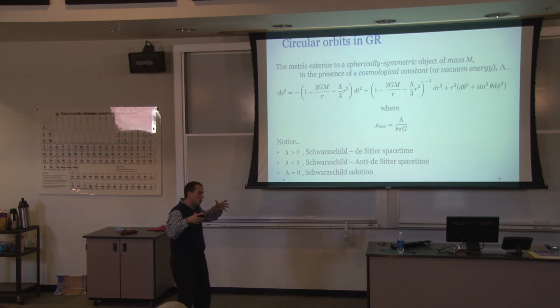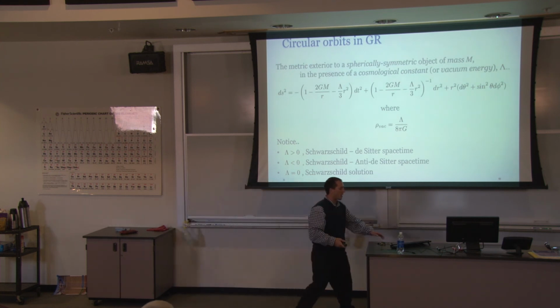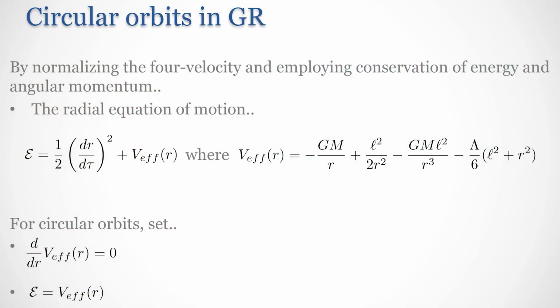This guy, you can think of it as an attractive type of force due to the vacuum energy. Let me not bog you down with the details too much, but what you do is you start off with this solution, the geometry that I just talked about. You do something called normalizing the 4 velocity. The details aren't so important.